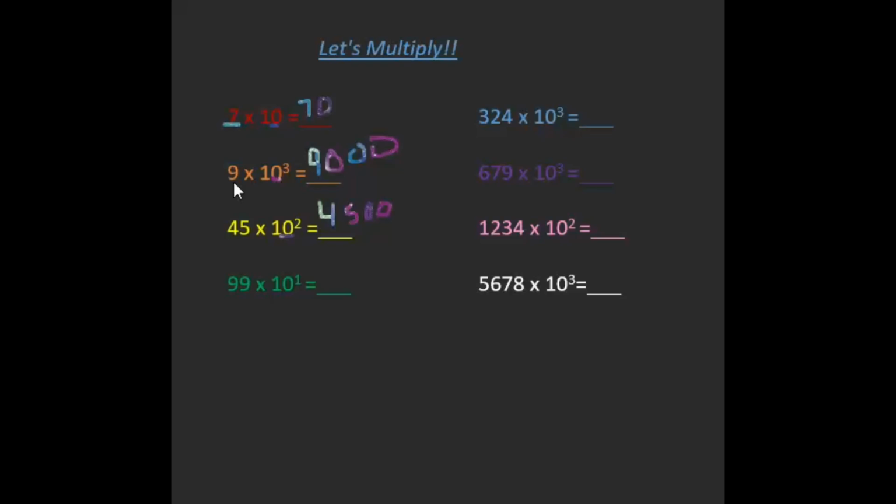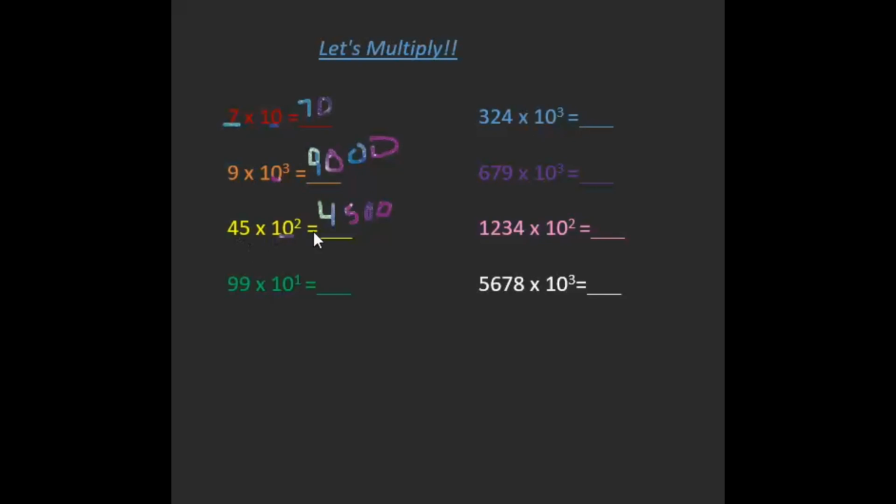Same thing happens to the next problem. You're multiplying 9 by 1000, or 10 to the power of 3. And 1000 has 3 zeros, right? All we had to do was stick the 9 in the front and just attach 3 zeros right after the 9 to get the answer.